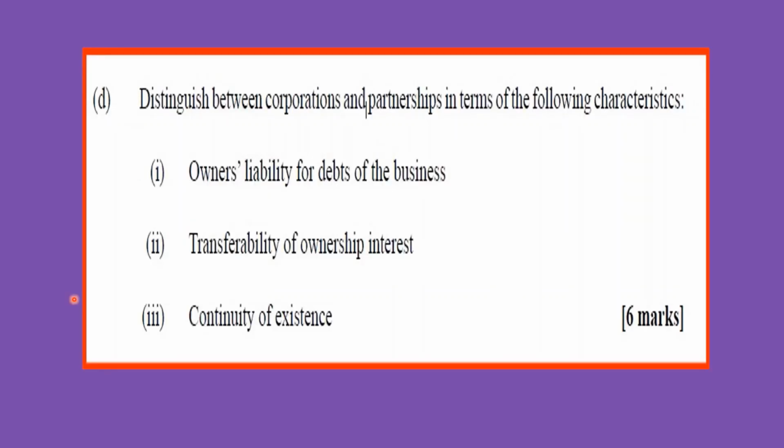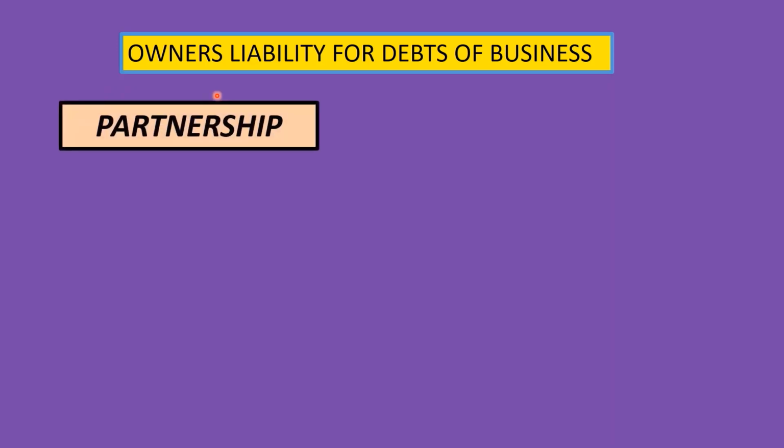Part D, distinguish between corporations and partnerships in terms of the following characteristics. One, owner's liability for debts of the business. Two, transferability of ownership interests. And three, continuity of existence. We begin first with owner's liability for debts of the business, partnership, corporation.